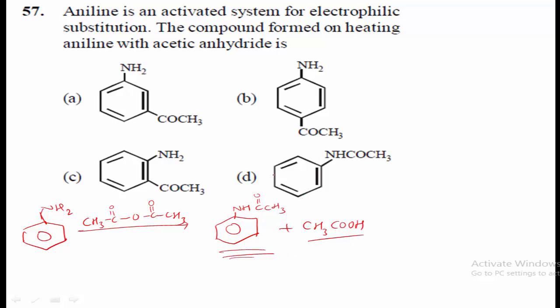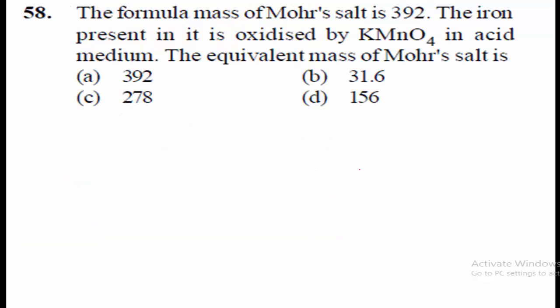NHCOCH3. So which option is right here? Option D is the correct answer. 58th, the formula mass of Mohr salt is 392. The iron present in it is oxidized by KMnO4 in acid medium.